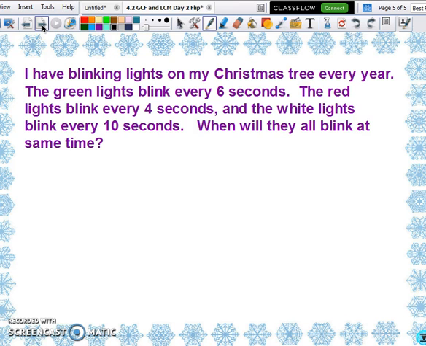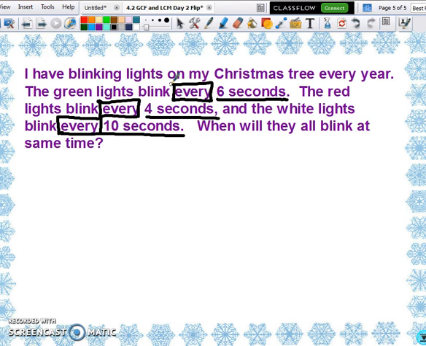The green lights blink every 6 seconds. The red lights blink every 4 seconds. And the white lights blink every 10 seconds. When will they all blink together at the same time? So this is those every problems. I don't know if you noticed, but there's a lot of every. Things are happening at the same time. Well, when things are happening at the same time, we're dealing with an LCM problem.